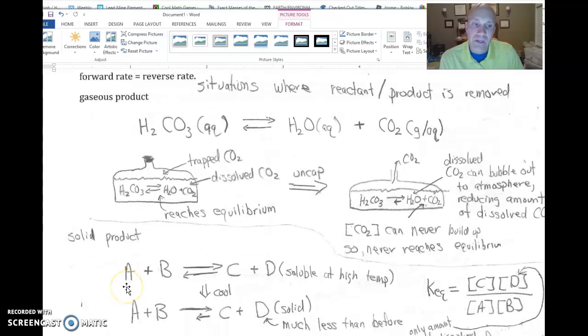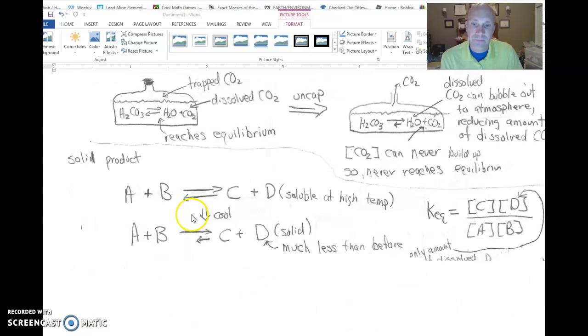All right. So another example is going to be if you had a solid product. Let's pretend that we had this equilibrium and we had this chemical D as a product. And one thing that we know about D is that it's very soluble at higher temperatures, but it's not so soluble at lower temperatures. If we just take a look at this reaction right here, we could write a KEQ expression. At higher temperatures you can get a decent amount of that dissolved, so this could be relatively high, and you could reach an equilibrium state.